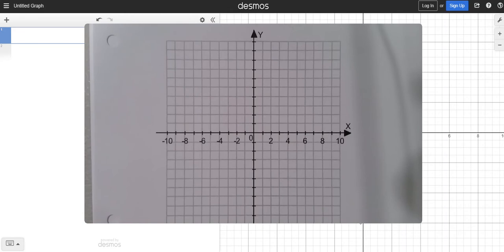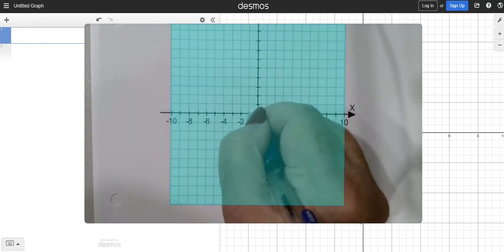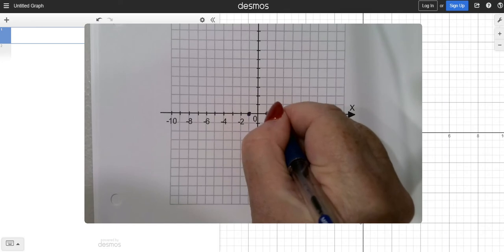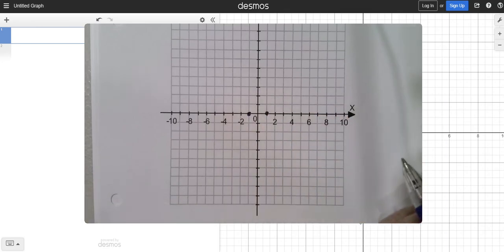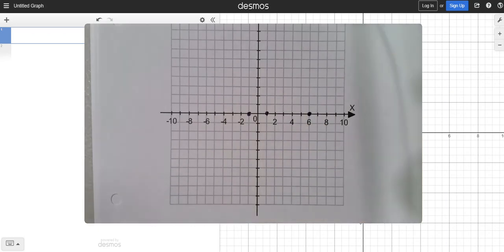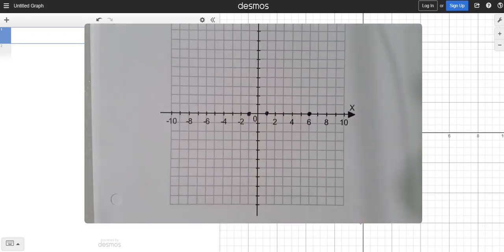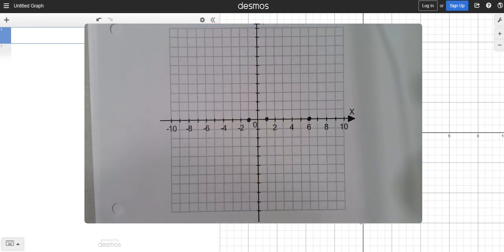So let's see, our x-intercepts were at -1, +1, and +6. The y-intercept was 0, 6, and it says we have to put a scale. So you know what, maybe before I actually plot my y-intercept, I probably should use Desmos because I don't know how big I'm going to need to make the values on the y-axis until I kind of see that. So let's go ahead and get some help here.